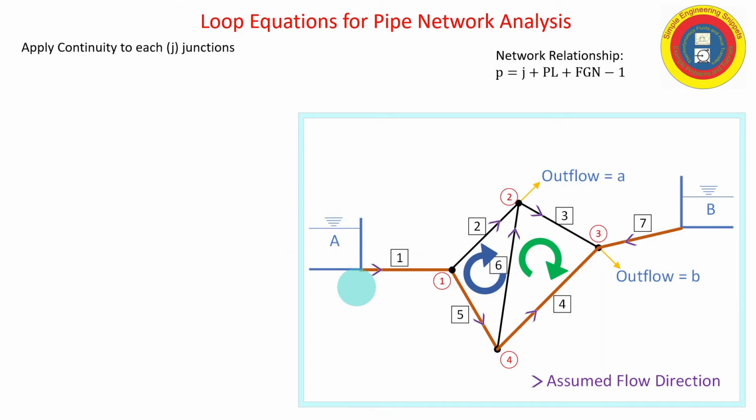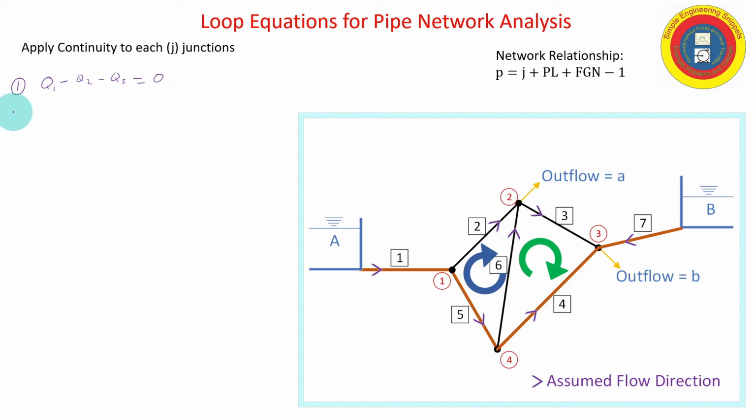Okay, so now we said that we're going to apply continuity to each of the 4 junctions, so let's go ahead and do that. So now let's work with junction number 1. And I'm going to cast these equations so they're always equal to 0. So I got flow coming in through pipe 1. So that's Q1. Coming out of the junction is Q2 and Q5. So that's minus Q2 minus Q5 and set that equation to 0.